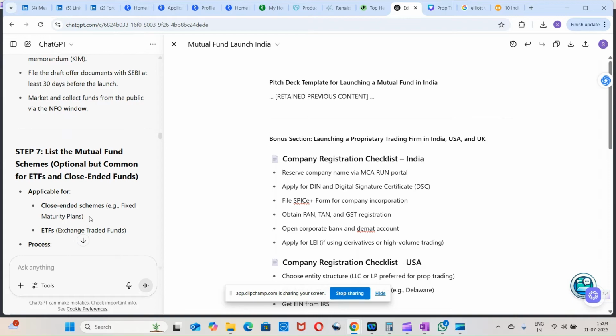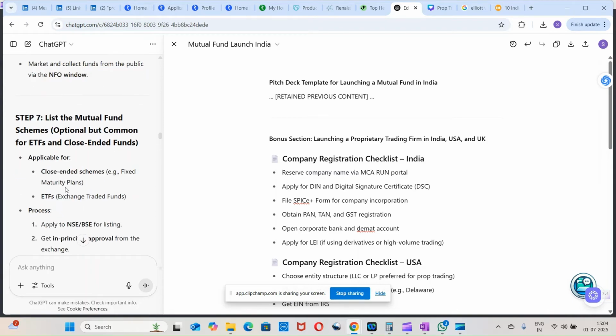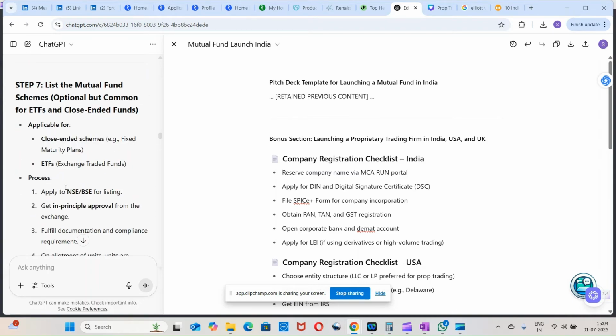Then step 7 is to list the mutual fund schemes, which is optional but common for ETFs and closed-ended funds. It is applicable for closed-ended schemes, fixed maturity plans, and ETFs, exchange traded funds. An ETF is listed, right? It's an exchange traded fund. So you need to apply to NSE and BSE for listing and get approval from the exchange to list the ETFs and the closed-ended funds. Fulfill documentation and compliance requirements.